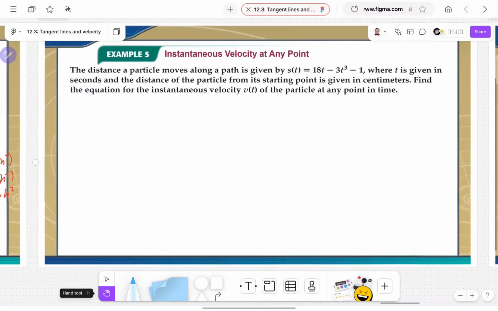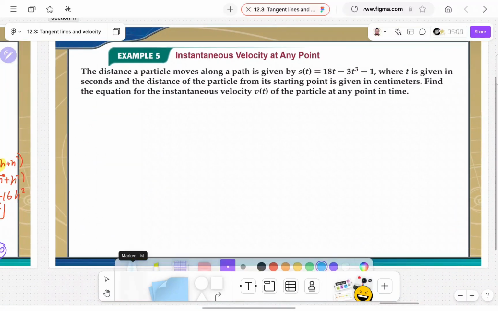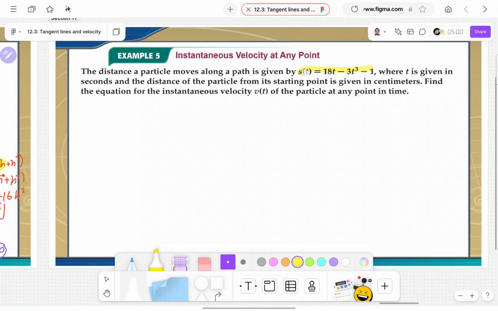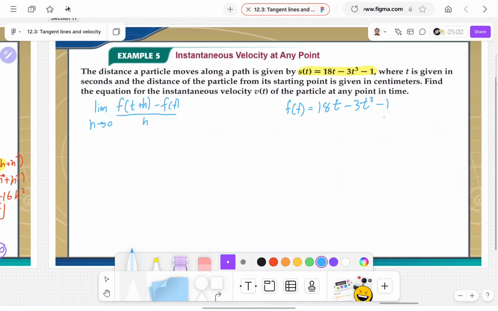Okay, I hope you understand this. This question has the same idea, but it's longer because we have 3 terms. We're going to do the same. We write the limit as h approaches 0 of f of t plus h minus f of t over h. So first, I know that f of t or s of t is the same thing: 18t minus 3t cubed minus 1. So I need now to replace t with t plus h. Why do I replace t with t plus h?